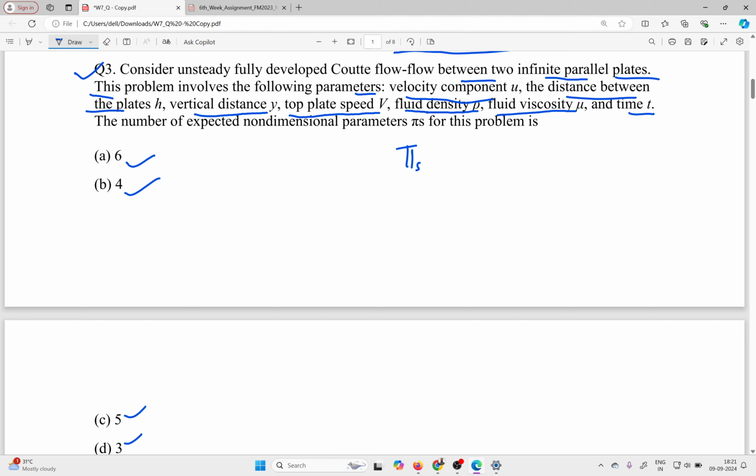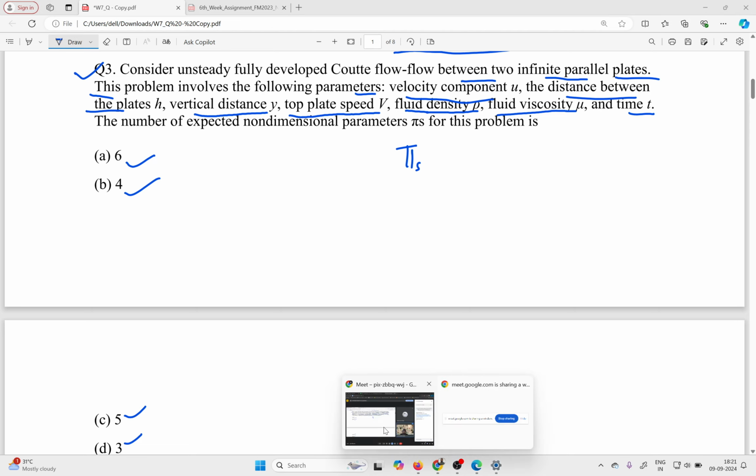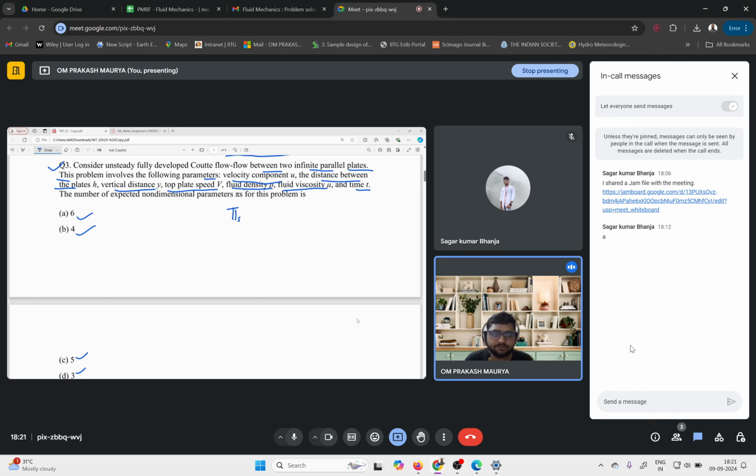This is a very important question for your Buckingham pi theorem, or you can say the topic of dimensional analysis in fluid mechanics. Please, just based on your knowledge, try to give your answer in the chat box within 2-3 minutes. Then afterwards I will explain if you are not able to give your answer. So I am waiting for your answer. Just try to solve with whatever you have studied.